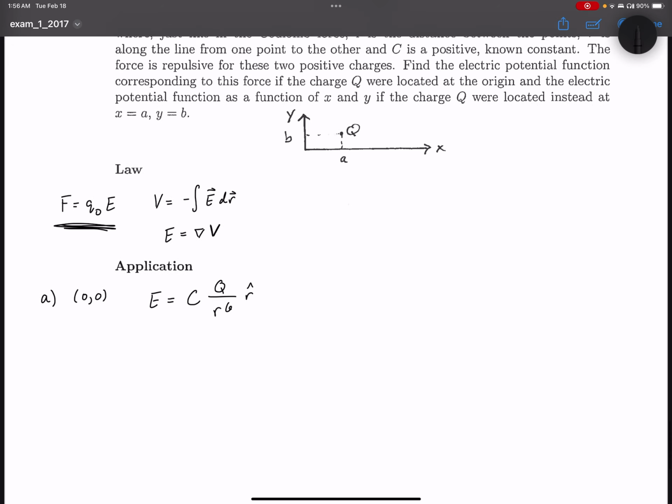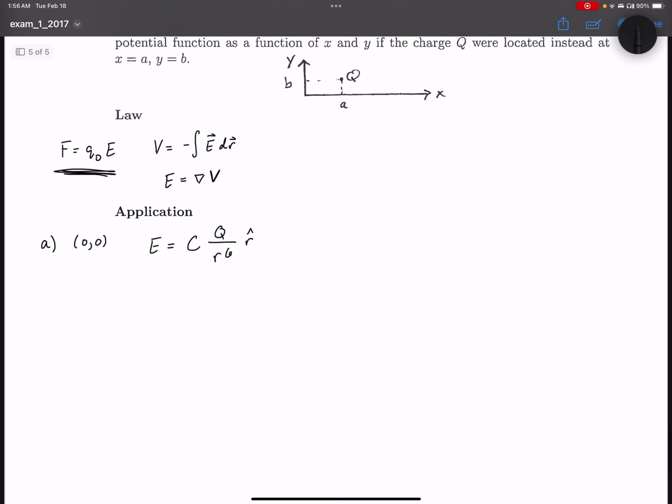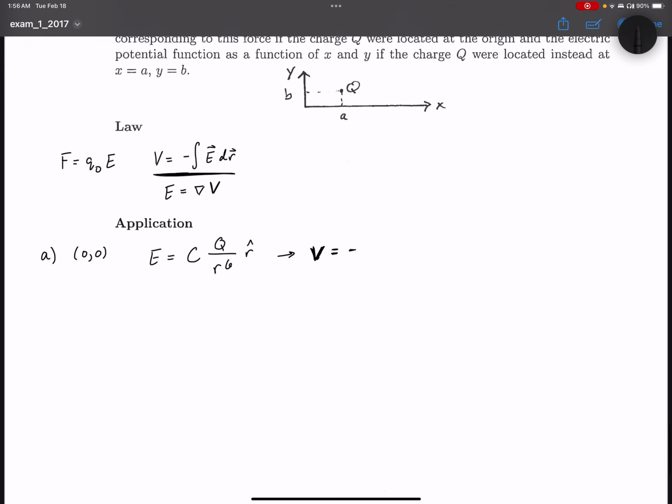What we then want to do is use this formula for V to solve for the electric potential at (0, 0). At (0, 0), it's not going to have a radius. Well, I mean, it will, but it's not defined by anything. There's a difference there, and we'll see that in part B. So we're going to take the negative integral of CQ over r to the sixth power dr with respect to r.